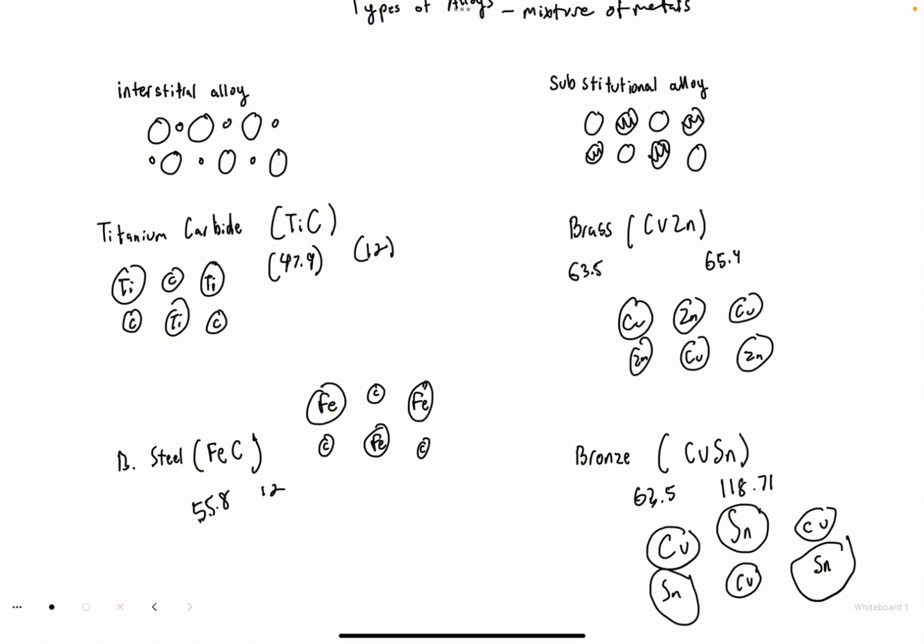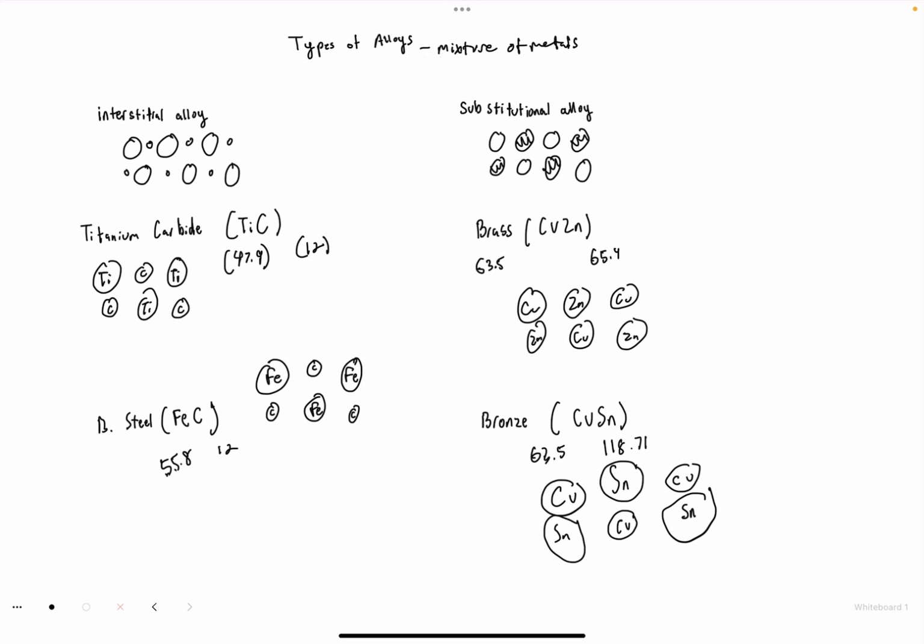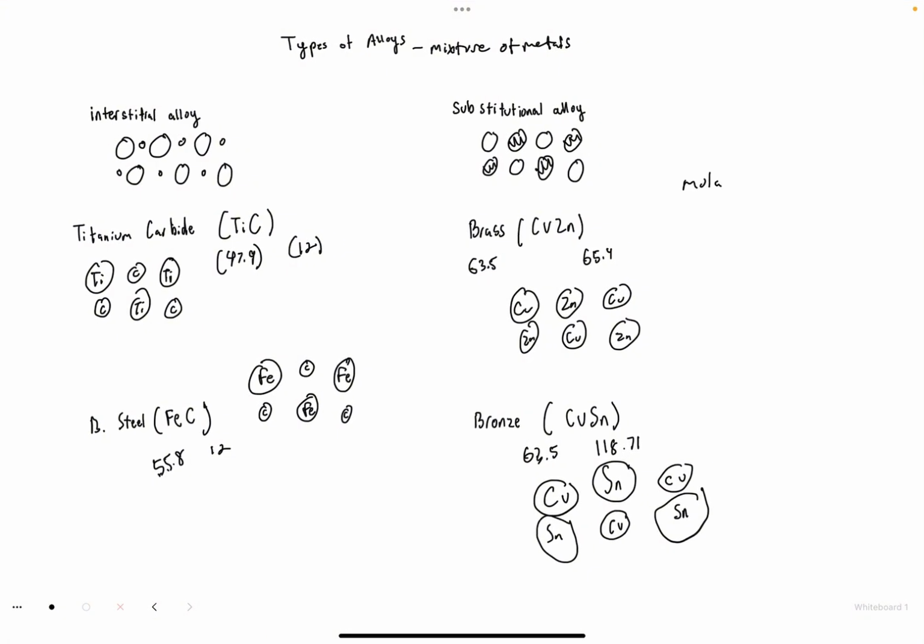And so that's sort of the difference between interstitial alloys and substitutional alloys. You want to look at the differences between the molar mass of each of the elements in the alloy.